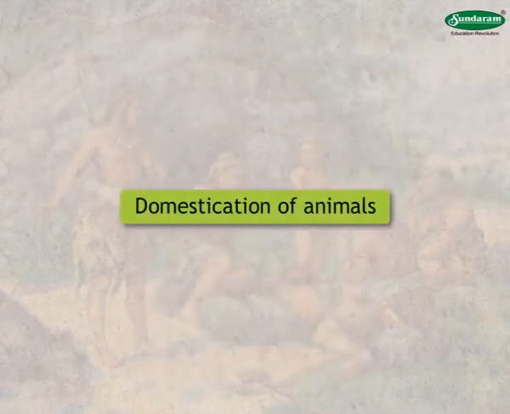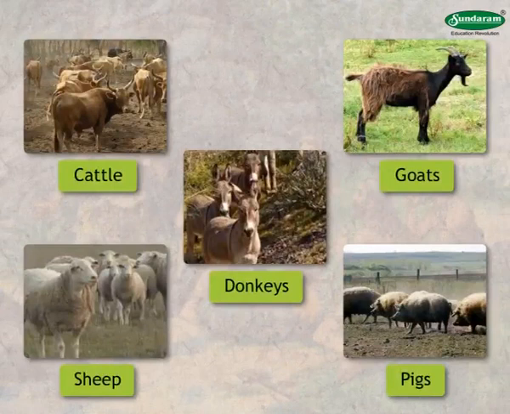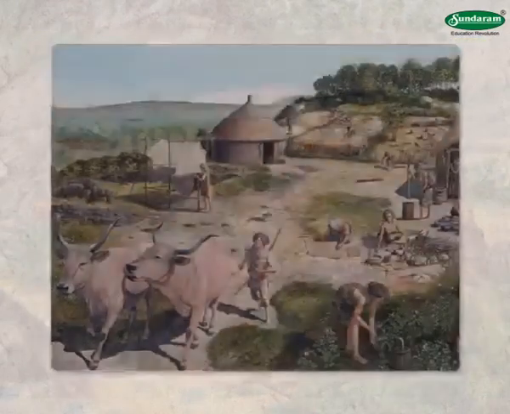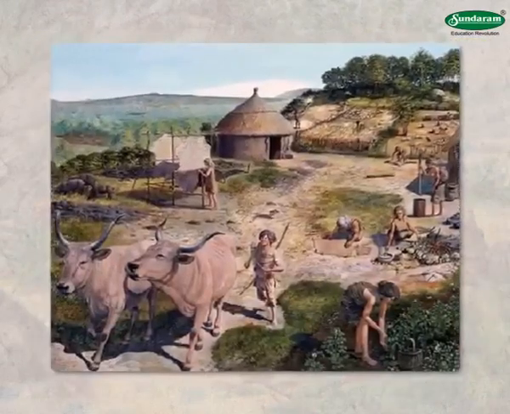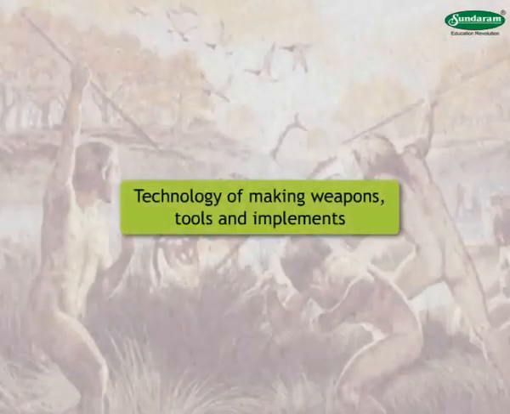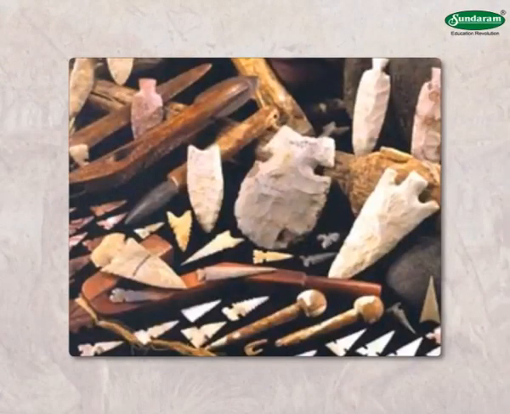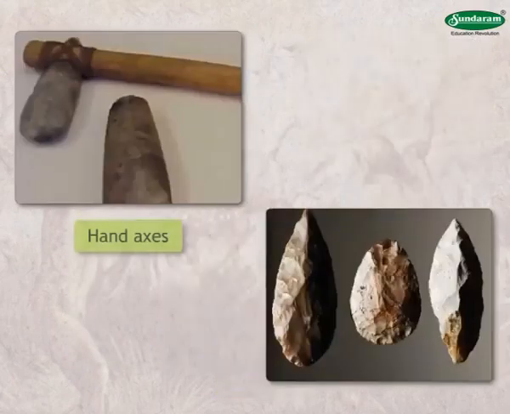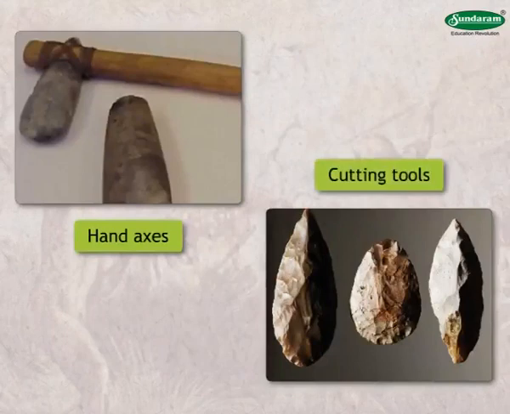Domestication of animals. Man began to keep herds of animals like cattle, goats, sheep, pigs, and donkeys. He began to use animals for agriculture. Coming to the technology of making weapons, tools, and implements. Initially, man made his tools and weapons by chipping and cutting stones, bones, and wood. Hand axes, cutting tools were the implements of the Stone Age man.